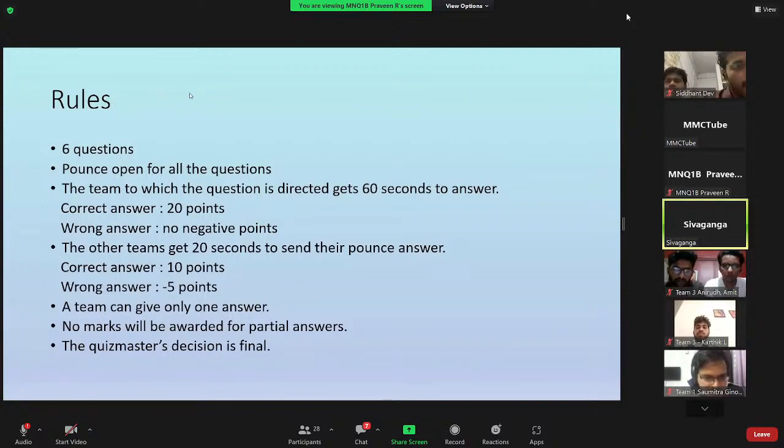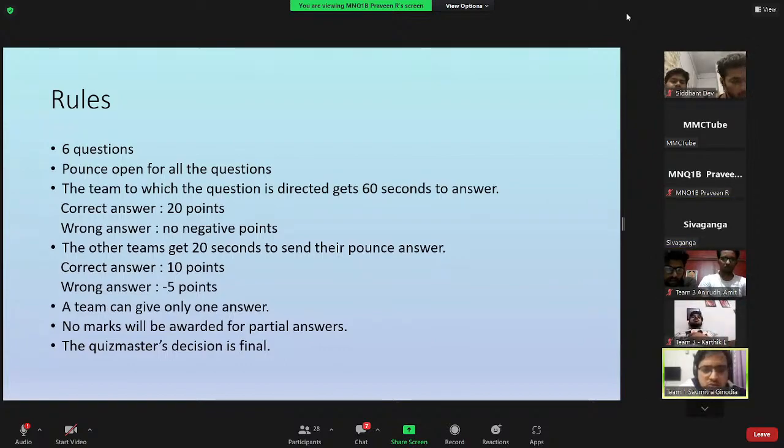The team to which the question is directed will get 60 seconds to answer. And for pounce, you have 20 seconds. For a direct question, it is plus 40 and no negatives. So there's a change in the scoring there. And for a pounce question, it will be plus 40 and minus 20 for a wrong answer. One team can give only one answer, and no marks will be given for partial answers. I want the complete answer if you want any points. Any questions?